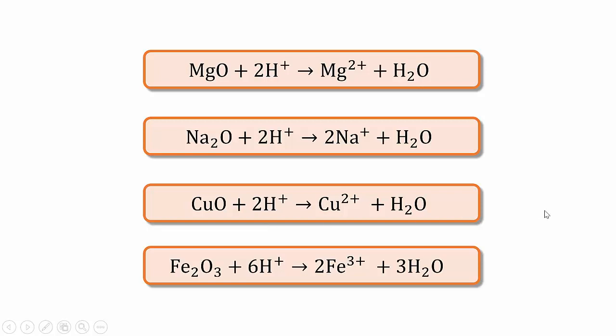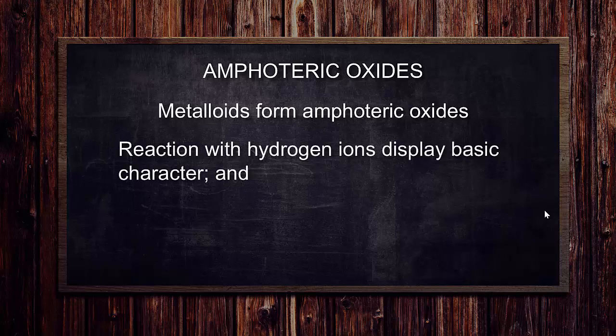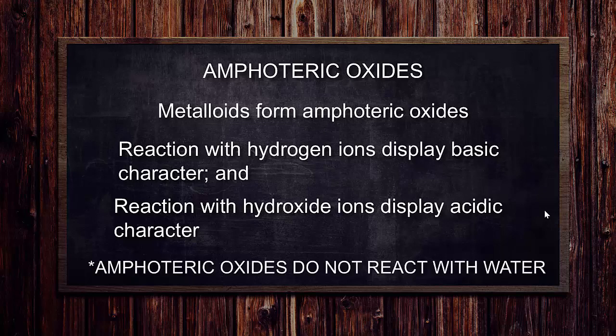We also have one last type of oxide, and that is an amphoteric oxide. So they are formed from metalloids, and they can act as an acid or a base, or rather an acidic oxide or a basic oxide. It just depends on what they're reacting with. So if they're reacting with hydrogen ions, so if they're reacting with something that's acidic, they're going to act as a base, and if they're reacting with something that is basic, they're going to act as an acid. However, the amphoteric oxides do not react with water.